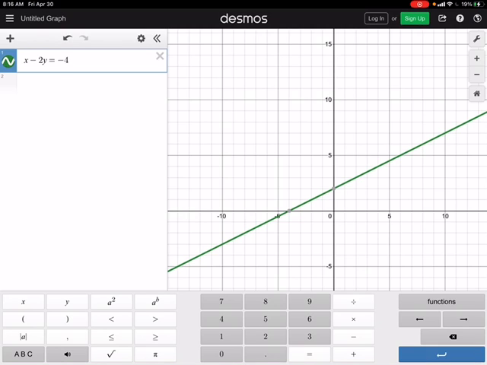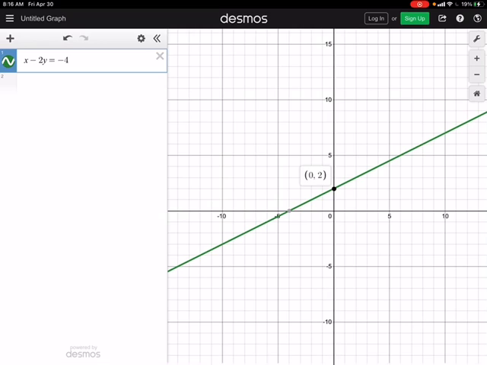x minus 2y equals negative 4. That's what that line looks like. You can see where it intersects the x and the y axis here. They're showing that point and this point. So you got those two points.